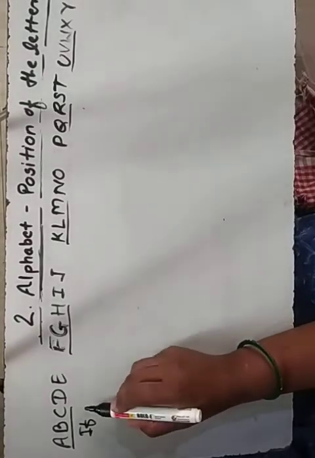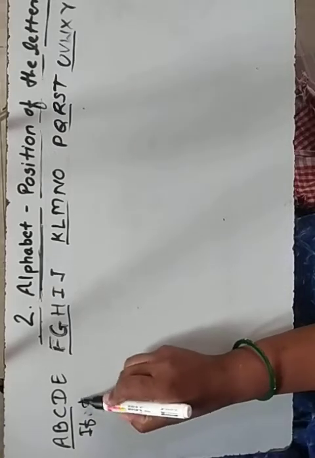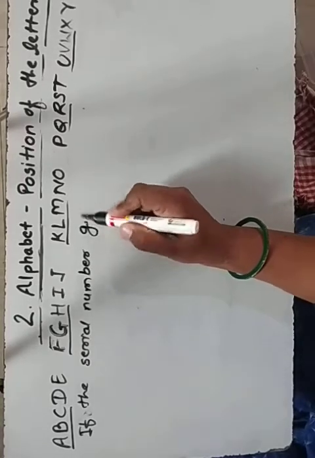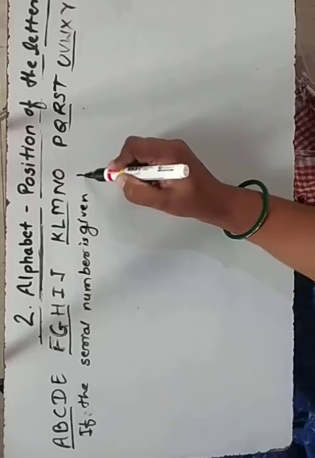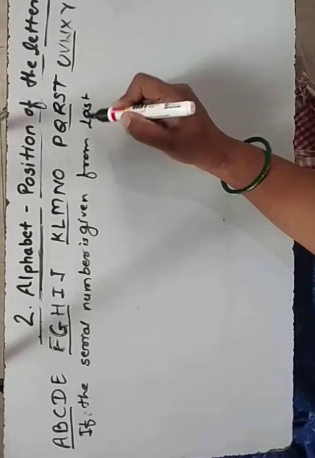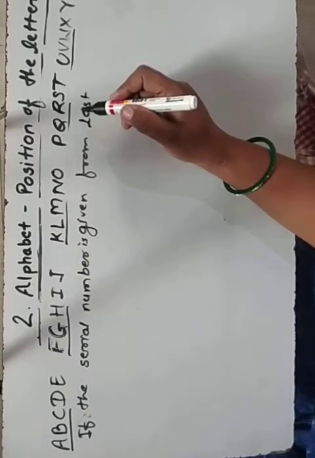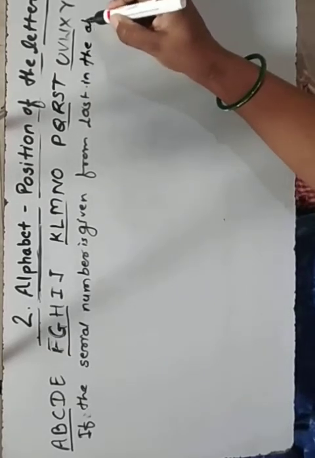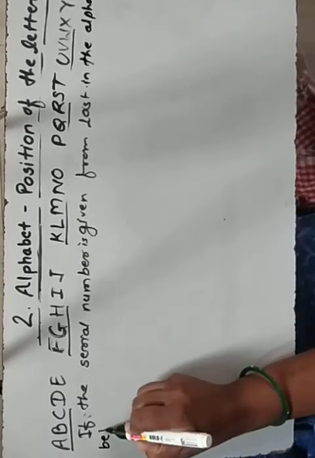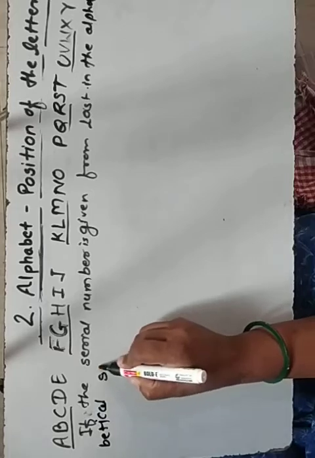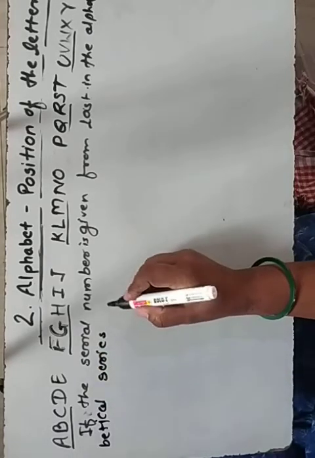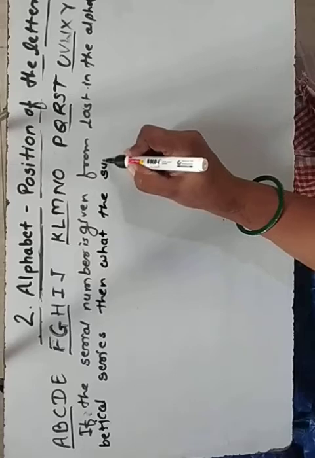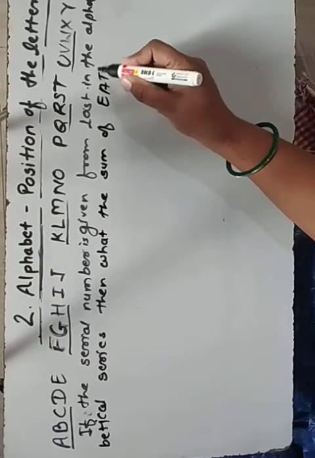If the serial number is given from the last, just as I told you in the first lecture, given from the last in the alphabetical series, then what is the sum of E, A, T? That we have to find out.